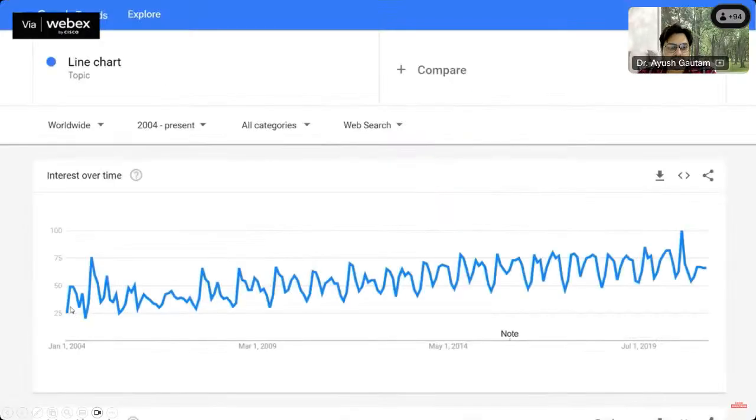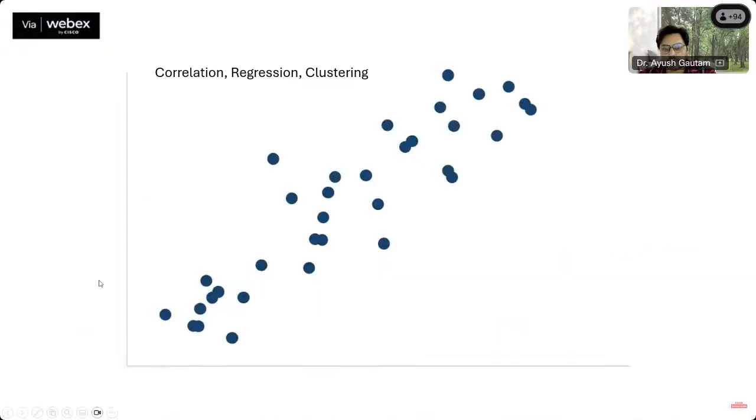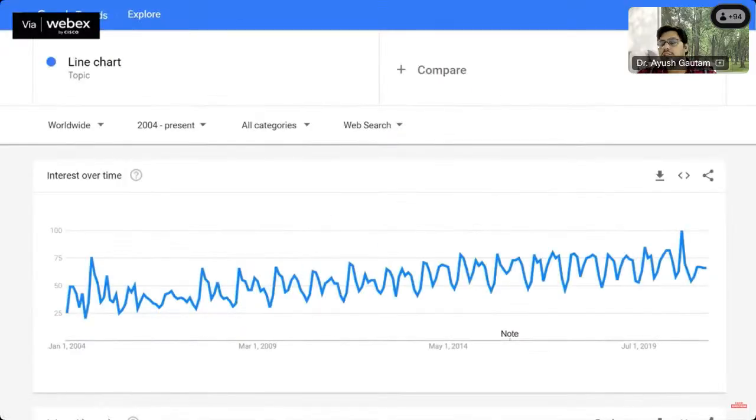Then comes the line chart. What is a line chart? Mostly, you know, the chart which we see for the stock market. Okay, so how the stock market is varying with respect to the time. Sometimes the graph goes above, sometimes the graph goes down.